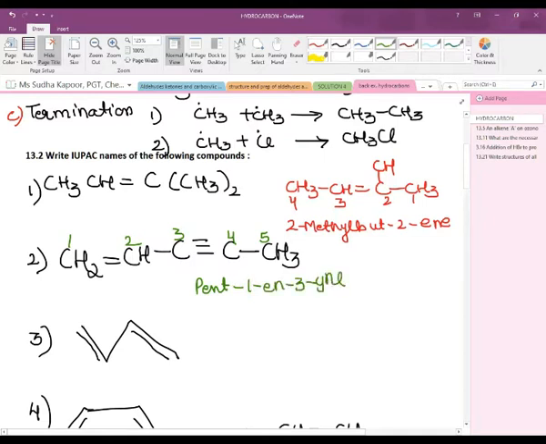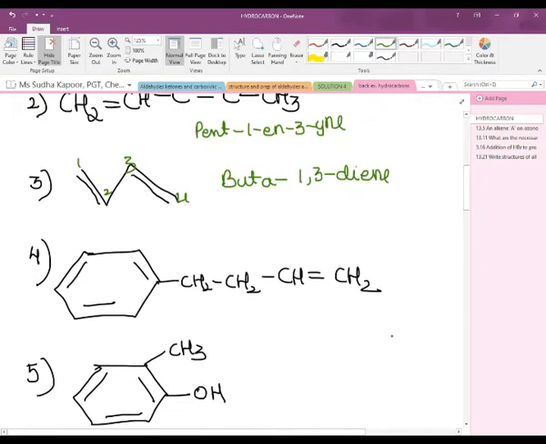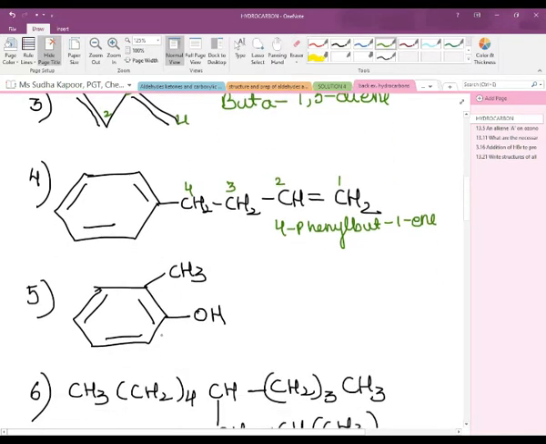3-yne. Now the fourth one is very simple again. It is buta. We know the rules as we have studied in the previous lesson. Buta-1,3-diene. Now the next one. Here the chain gets the preference over the phenyl because the double bond is also present here. It becomes 4-phenylbut-1-ene. Now coming to the other one, this is actually cresol. In the common name, it is known as cresol, ortho-cresol. So it becomes 2-methylphenol.